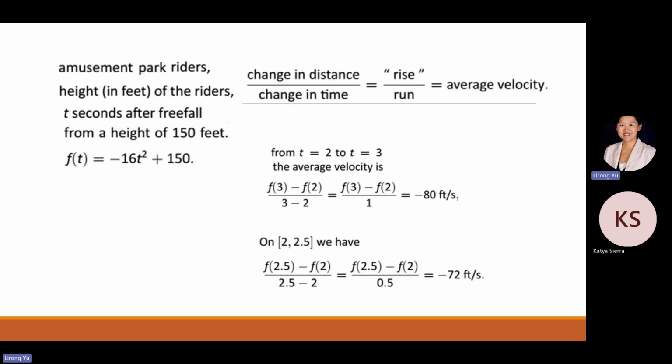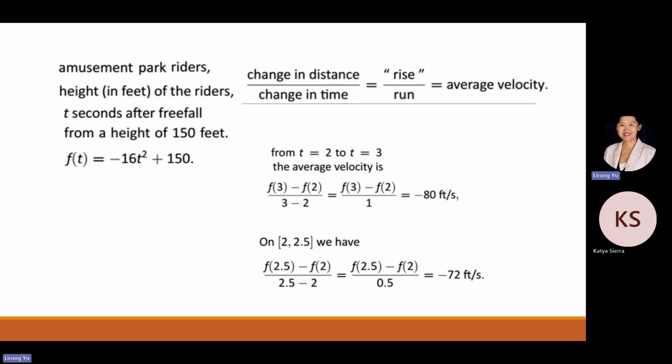First, we got this function about motion, something moving. So the height is being represented by f(t). So this is a function describing motion. The first interval is 2 to 3. So we're going to take f(3) minus f(2). We got negative 80. The second interval, we have 2 to 2.5.